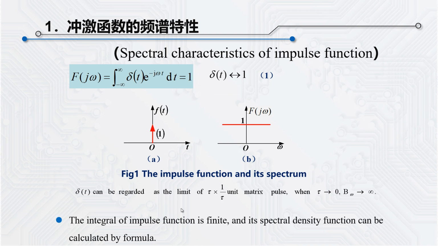In fact, delta t can be regarded as the limit of unit rectangular pulse, because the bandwidth of unit rectangular pulse is 2 pi over tau. When tau approaches 0, its bandwidth approaches infinity. Because the integral of impulse function is finite, we can use the formula to calculate the spectral density function of the impulse function. This is the same as the calculation of ordinary functions.